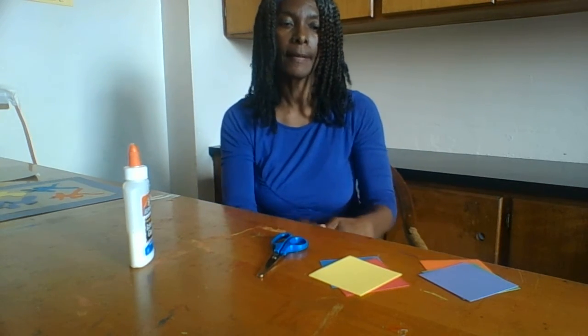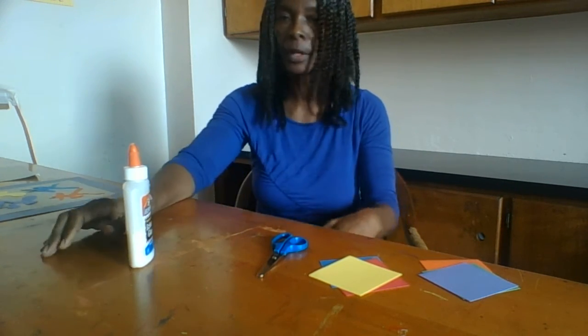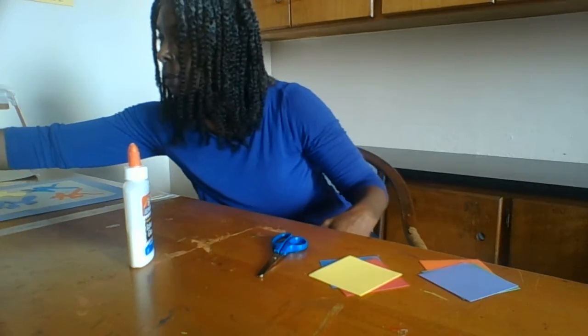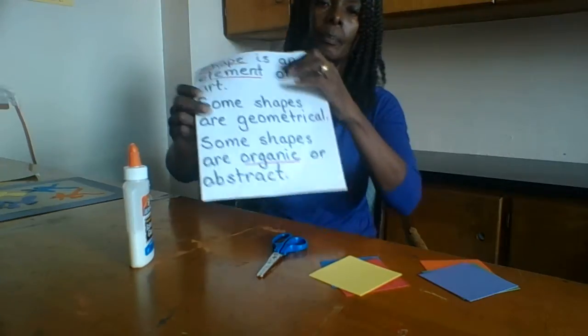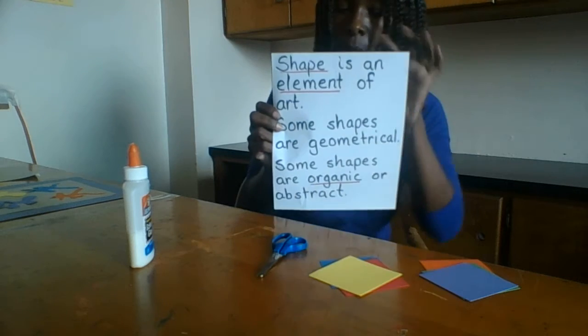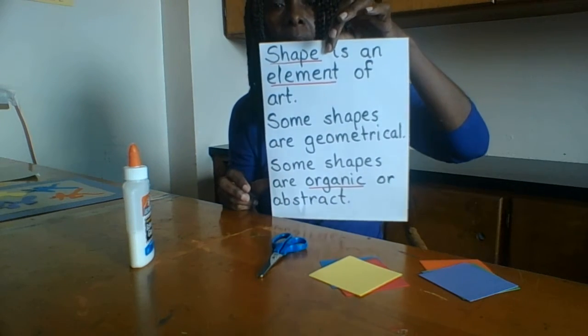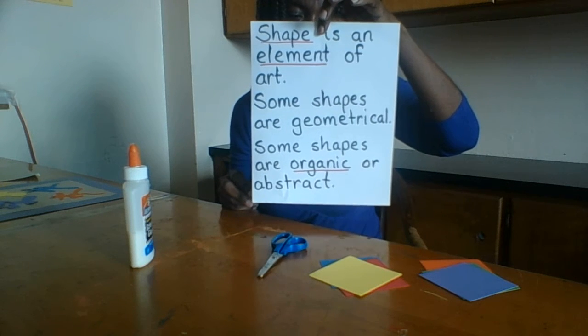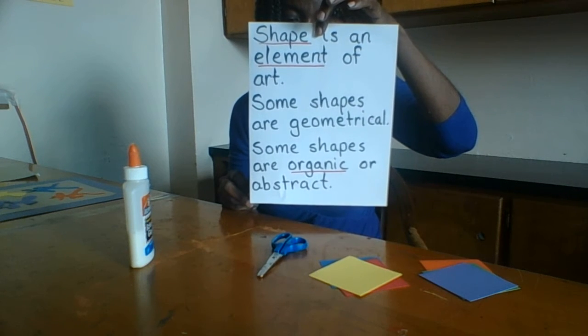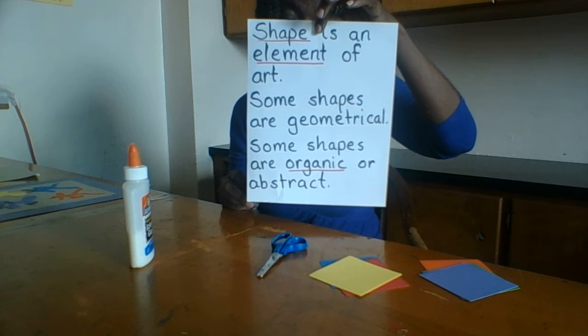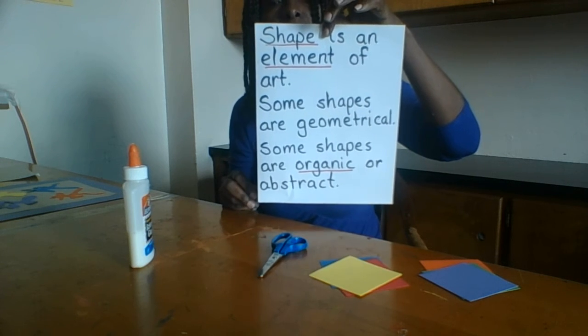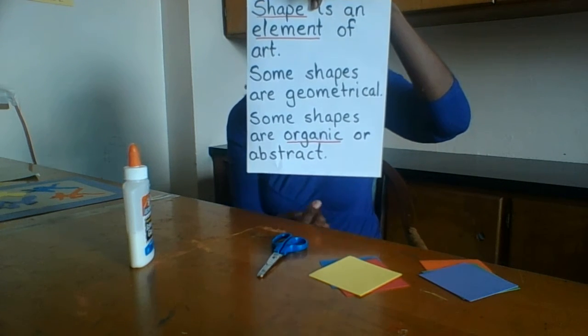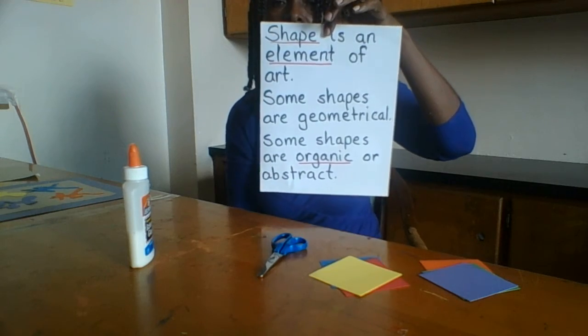Okay, good morning. Today we're going to be working with shape. Shape is an element of art. Some shapes are geometrical, some shapes are organic or abstract. Today we are going to be working with organic or abstract shapes.